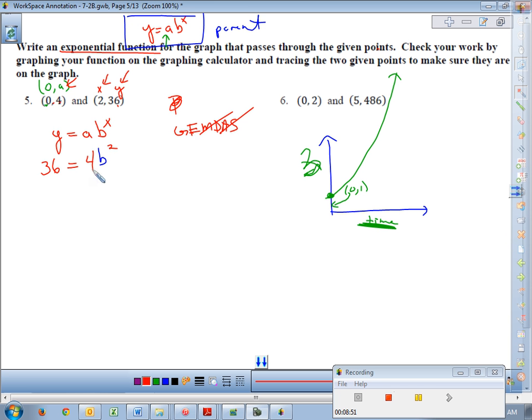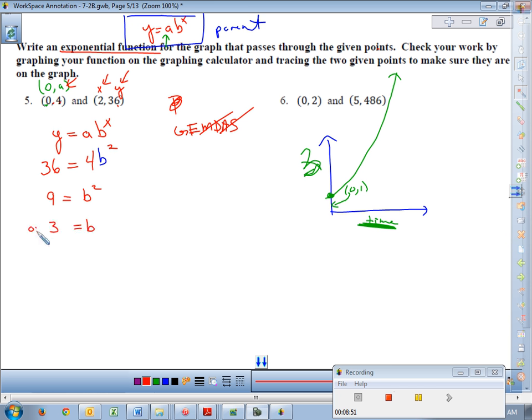We need to get rid of what's being multiplied by that first. Get rid of the times 4. How do you get rid of the times 4? What's 36 divided by 4? 9 equals b squared. Is everyone down with that? Now, how do you get rid of that squared? And what does b equal? Is that all?